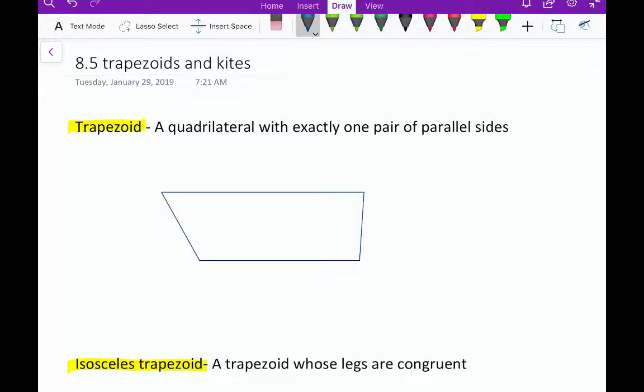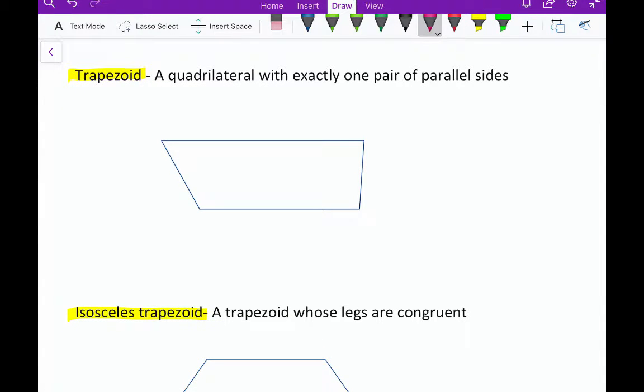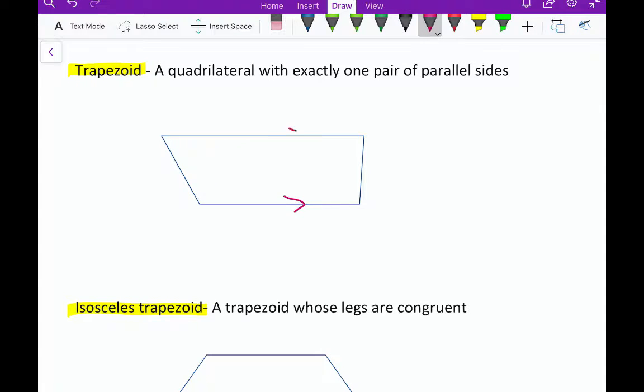This is the video for Geometry 8.5. We're going to look at properties of trapezoids and kites. These are both quadrilaterals, but they're special types of quadrilaterals. So the first one is a trapezoid, which is a quadrilateral with exactly one pair of parallel sides. So in this trapezoid, that would mean this is parallel to that.